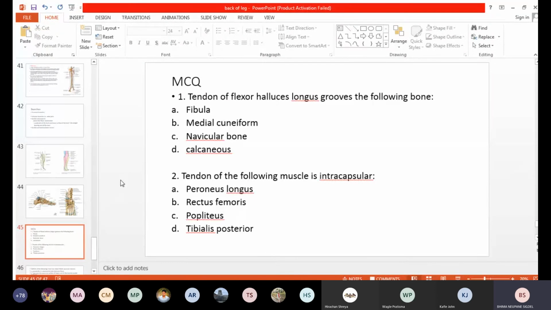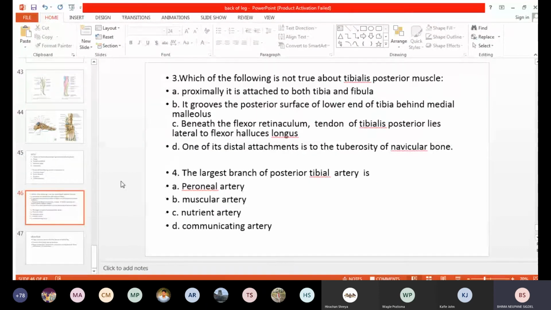Okay. So now, the tendon of which of the following muscles is intracapsular? Popliteus. Good. Now the third: which of the following is not true about the tibialis posterior muscle?